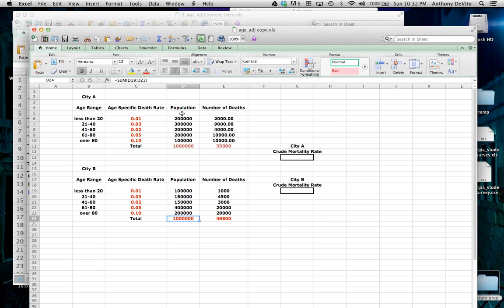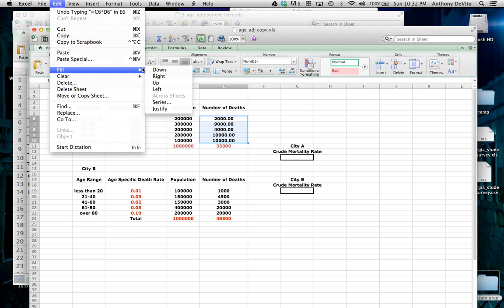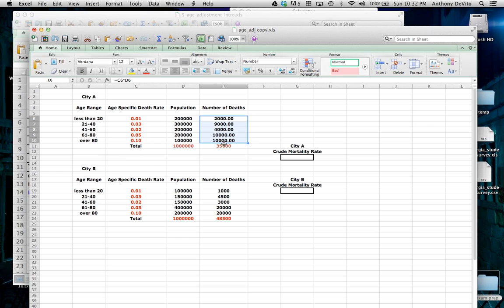Okay, now I'm going to calculate the number of deaths we would expect if they're dying at the rate of 1% times the population in that age group. We'd expect 2,000 deaths in that age group, and then I'm going to fill down and calculate the number of deaths in these other age groups, and get the total. From this population in a year, we would expect 35,000 deaths.